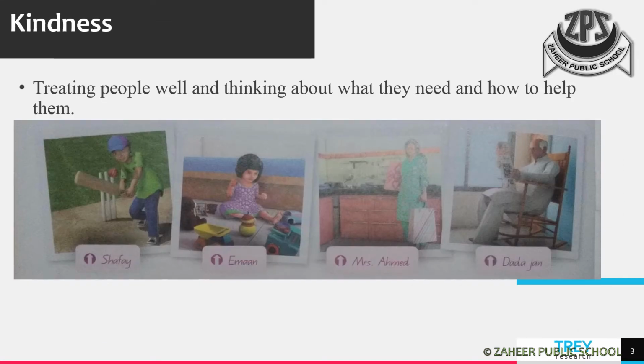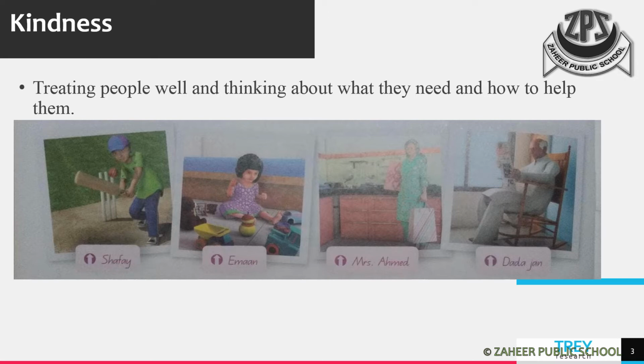Kindness means treating people well and thinking about what they need and how to help them. In the picture given below, you can see different people showed kindness. In the first picture, Shafi showed kindness by playing. Iman showed kindness by sharing toys. Mrs. Ahmed showed kindness by carrying things. And Dada Jan showed kindness by reading the newspaper.